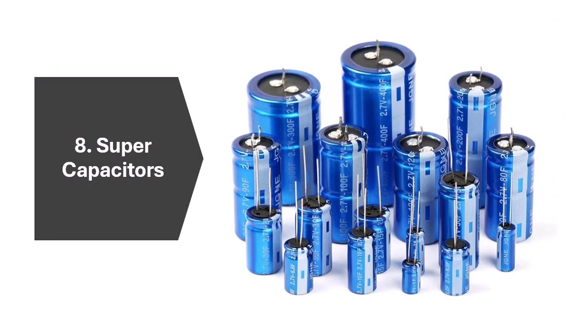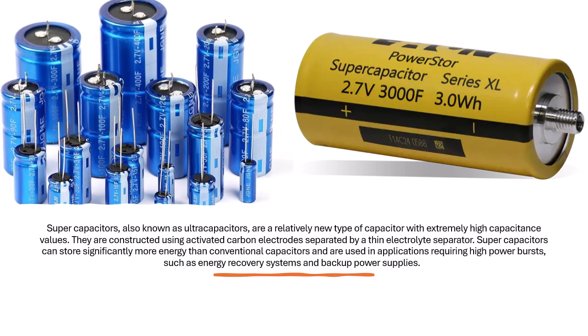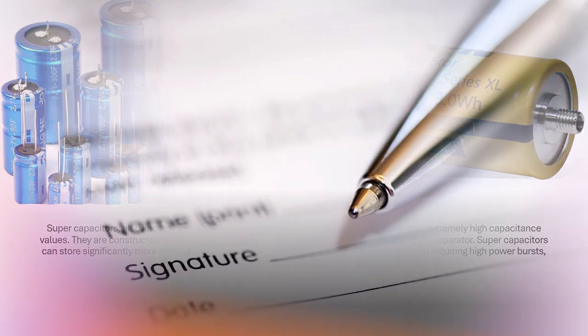8. Supercapacitors. Supercapacitors, also known as ultracapacitors, are a relatively new type of capacitor with extremely high capacitance values. They are constructed using activated carbon electrodes separated by a thin electrolyte separator. Supercapacitors can store significantly more energy than conventional capacitors and are used in applications requiring high power bursts, such as energy recovery systems and backup power supplies.